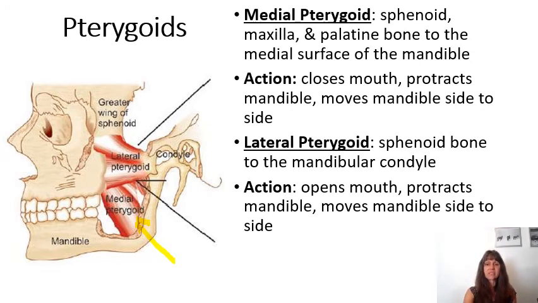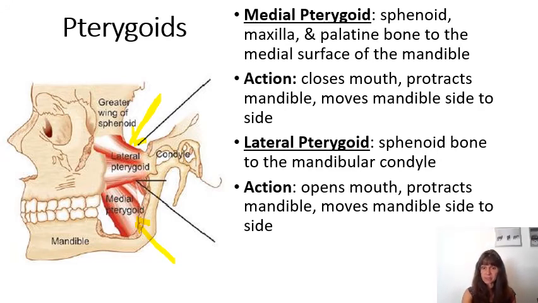The lateral pterygoids originate on the sphenoid bone and insert on the mandibular condyle. The action of the lateral pterygoids is to open the mouth and protract the mandible, as well as move the mandible from side to side, which is lateral excursion.